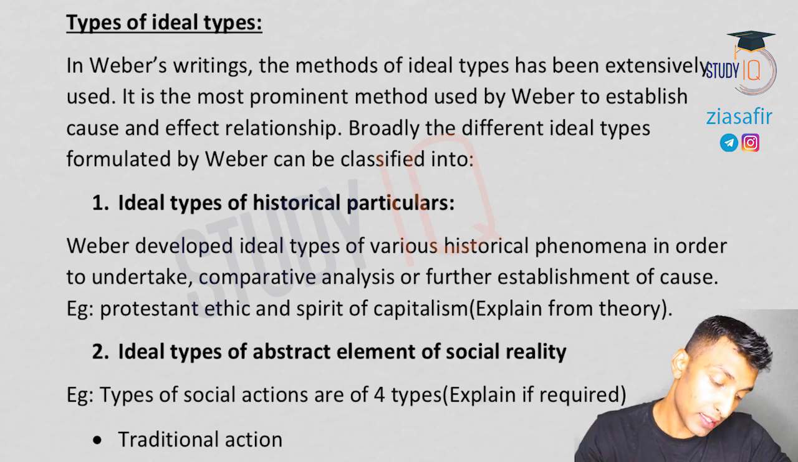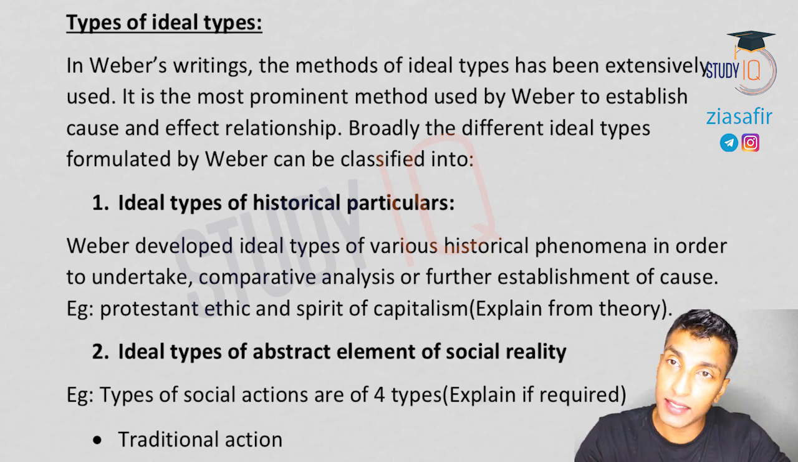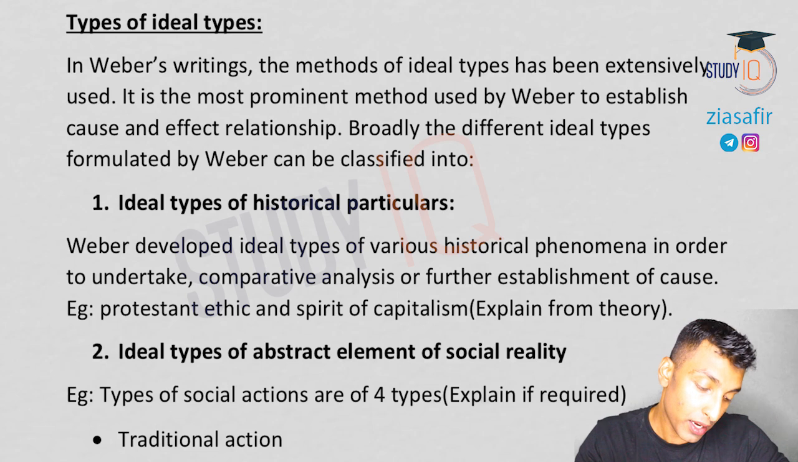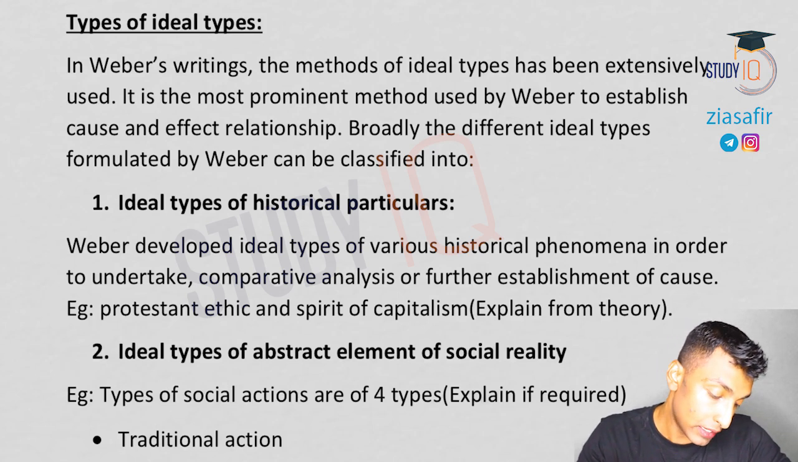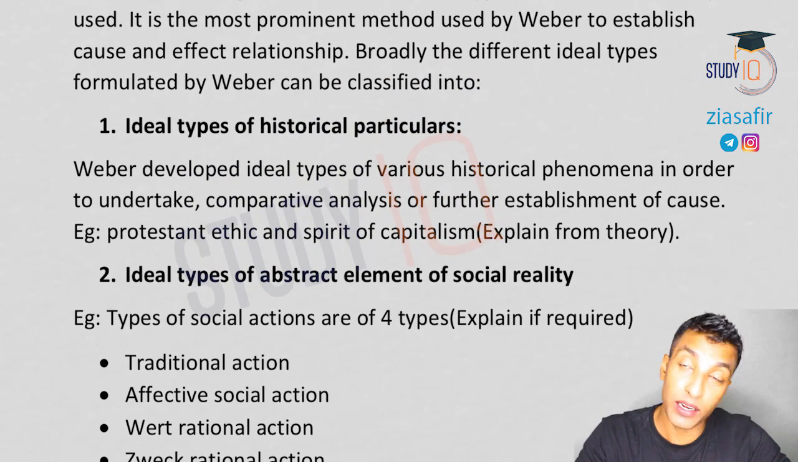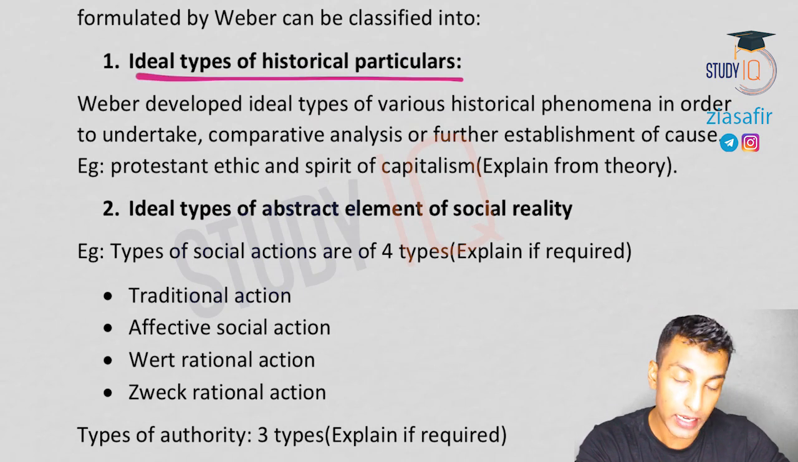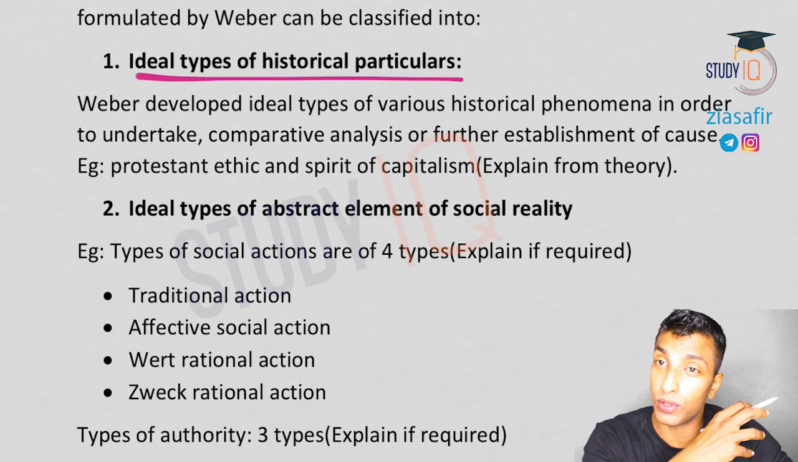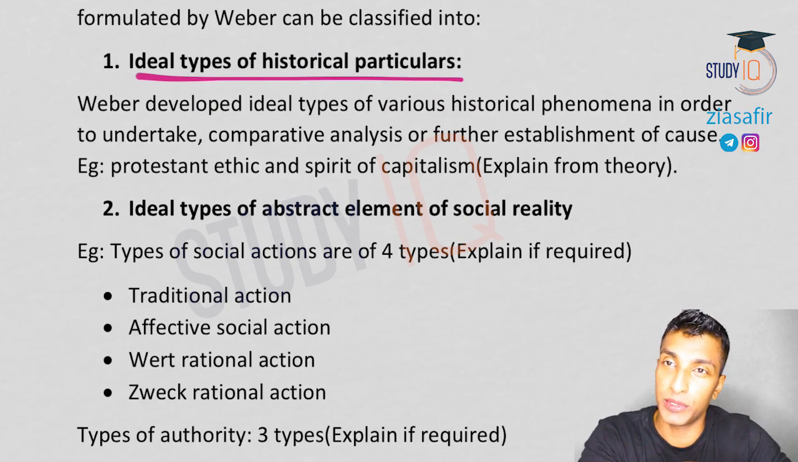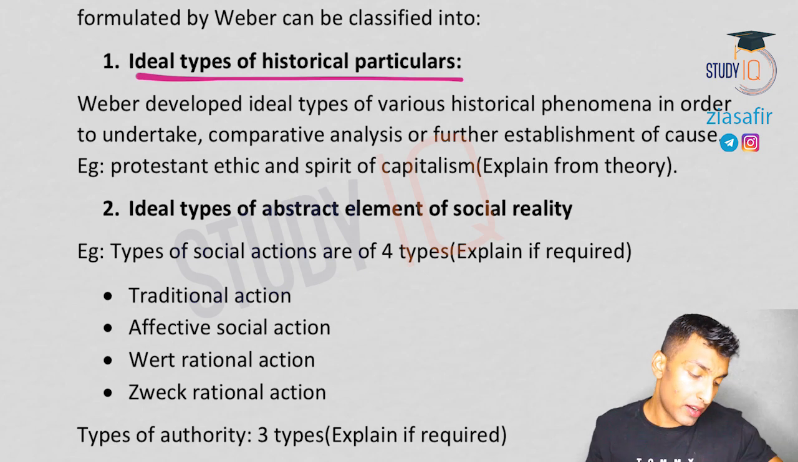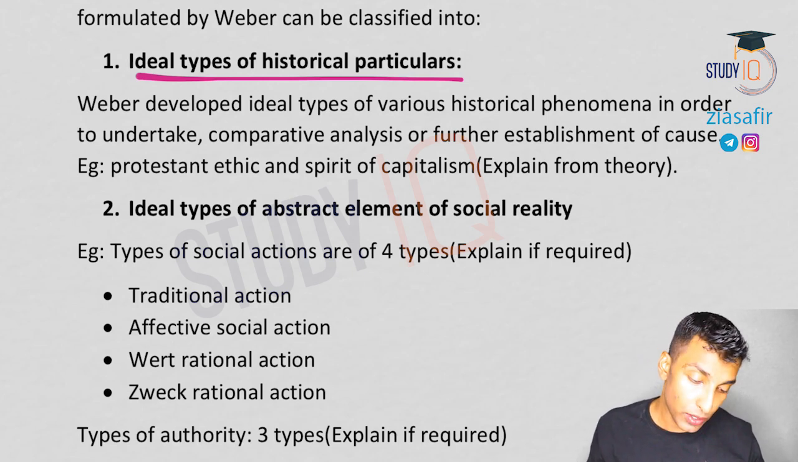In Weber's writings, the method of ideal type has been extensively used. It is the most prominent method used by Weber to establish cause and effect relationship. Broadly, the different ideal types formulated by Weber can be classified into, you can see here, first one, ideal types of historical particulars. So Protestant ethic and spirit of capitalism is an example here. You can write that. There is no point in explaining it further. Weber developed ideal types of various historical phenomena in order to undertake a comparative analysis.